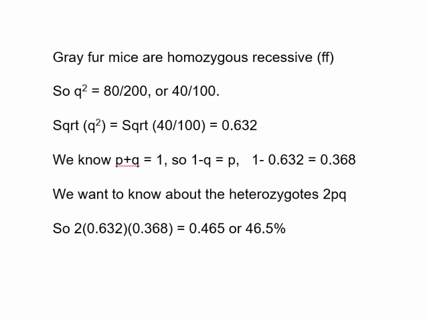All right, so again, we know how many are homozygous recessive. That's 80 out of 200. That equals that q squared number. You could change that to 40 over 100 if you want for convenience. So if you want to figure out the frequency of little f, that's just q, so that's the square root of q squared. Once you have that, now you can figure out what p is, because 1 minus q equals p. Now you have both the frequency of p and q, and so the heterozygotes is just 2pq. Plug in the numbers, you get 0.465 or 46.5%.